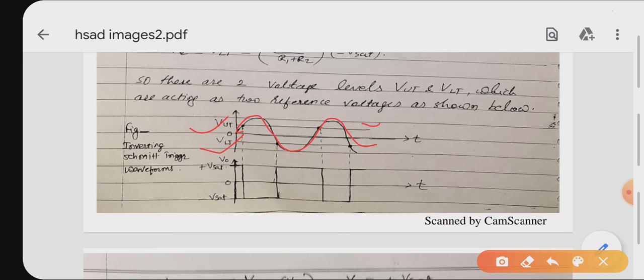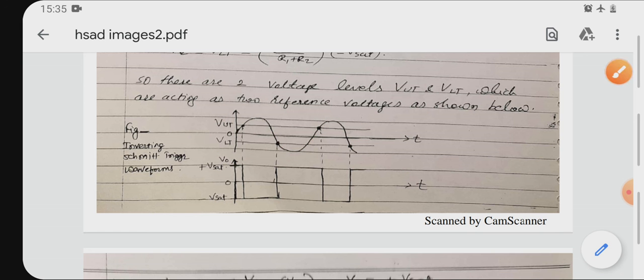This one is the upper threshold level, and this lower one is the lower threshold, VLT and VUT, as shown here. So you will get the output depending on these two levels, at plus Vsat and minus Vsat, and the sine wave is converted into a square wave. As it is an inverting Schmitt trigger circuit, for the positive peak you are getting 0, and for the negative peak you are getting 1.